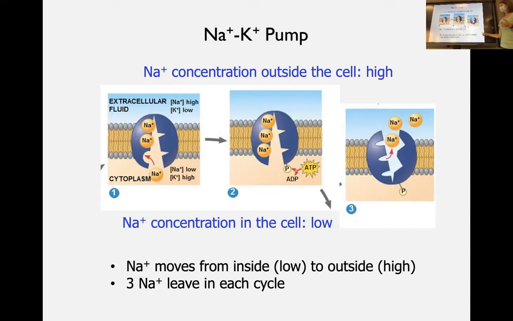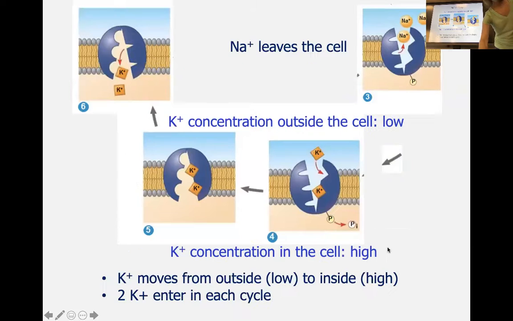For each cycle, each time this happens, 3 sodium are leaving. I know it's very specific, but the difference in the number of sodium versus potassium coming in and leaving is important. So these are 3 positively charged ions that are leaving the cell. Okay, so we've got sodium leaving the cell. Here we're at number 3. That's what I showed you on the previous slide.